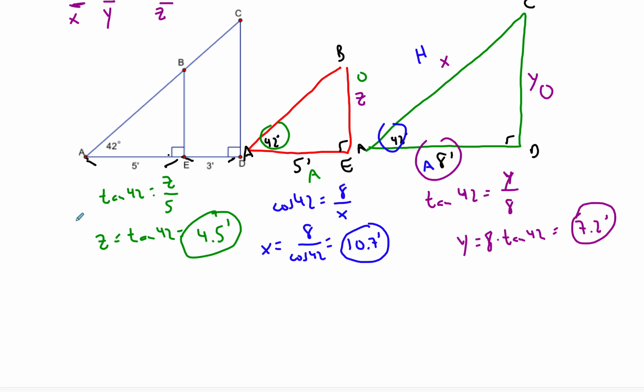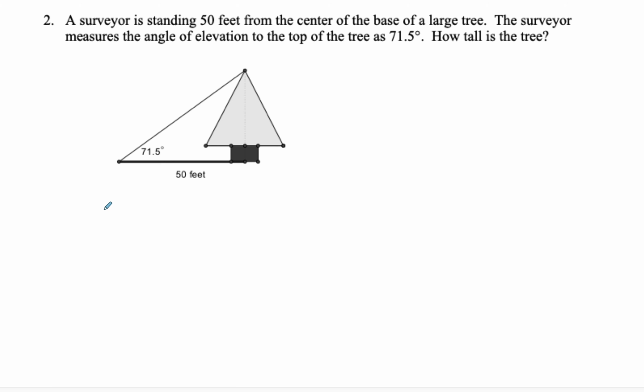We're all set, okay? Now the next problem: a surveyor standing 50 feet away from the center of the base of a large tree. Now we assume that that's a right angle there, representing the height, yes. The surveyor measures the angle of elevation, right? Up from this to the top of the tree is 71.5. How tall is the tree?